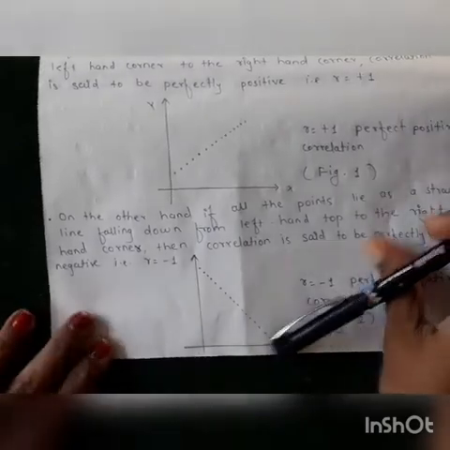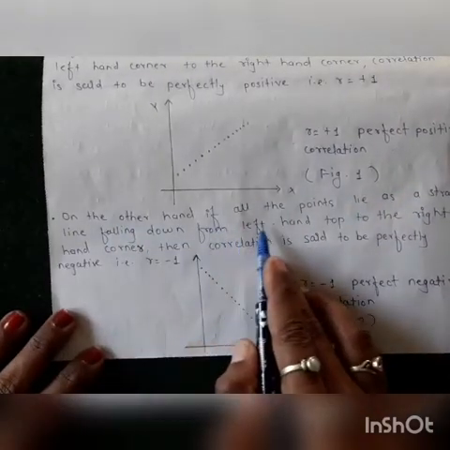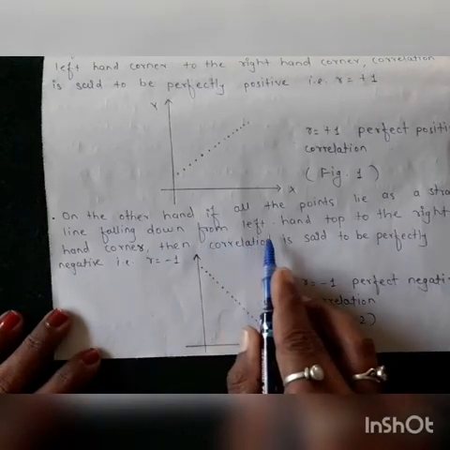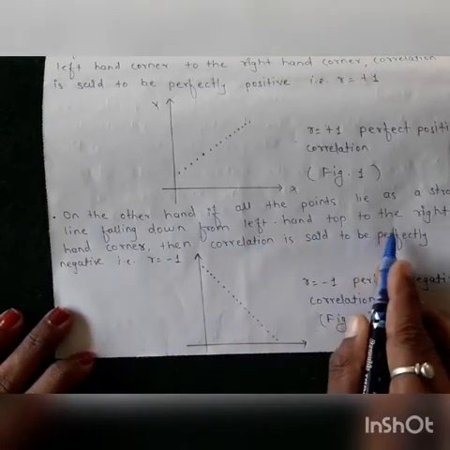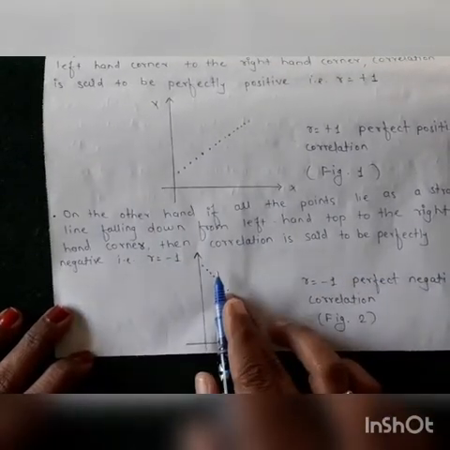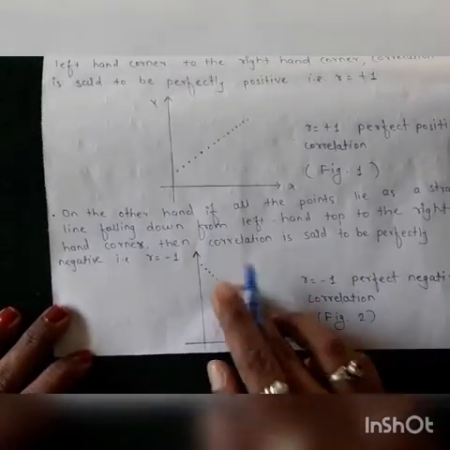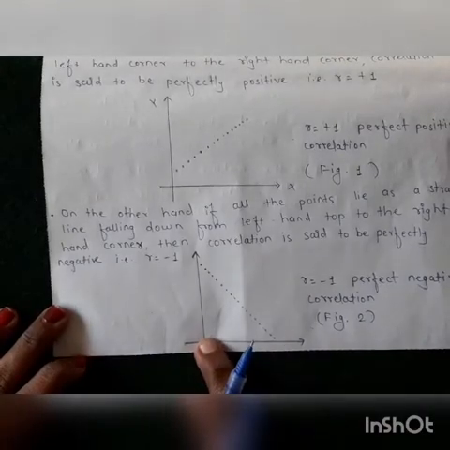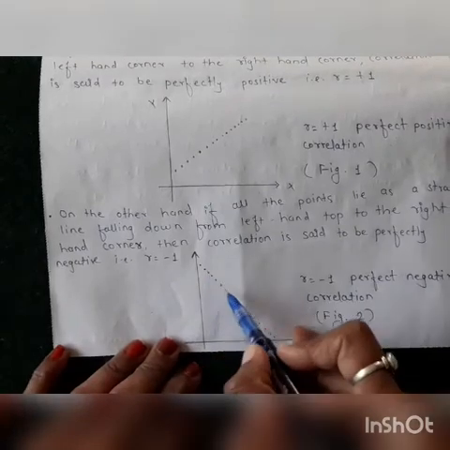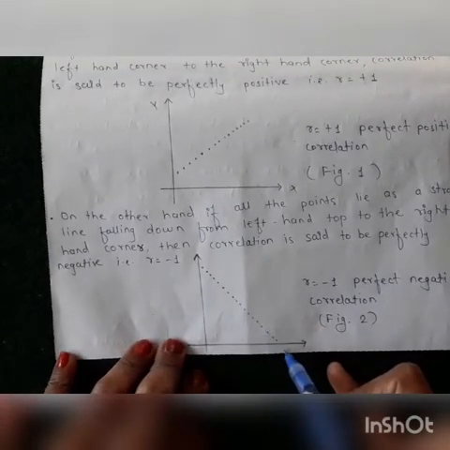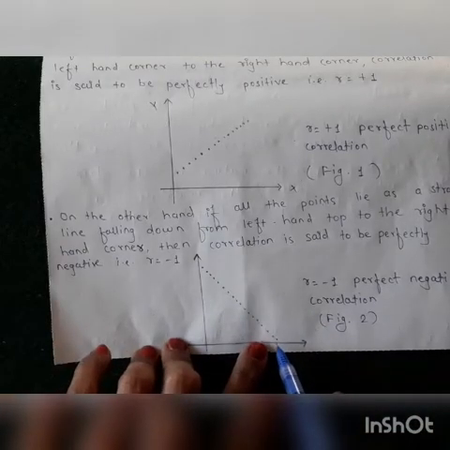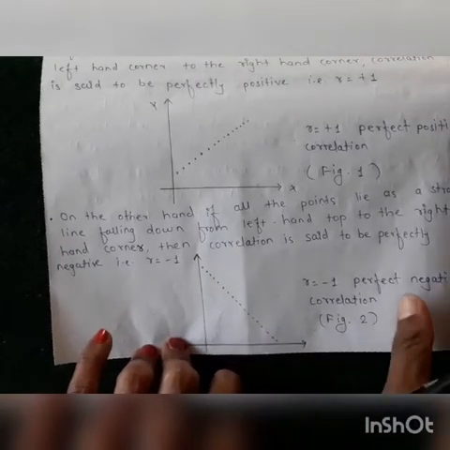On the other hand, if all the points lie on a straight line falling from the left hand top to the right hand corner, then correlation is said to be perfectly negative, that is r is equal to -1. This figure indicates perfect negative correlation, that is, all points lie on a straight line falling from the left hand top to the right hand corner. This is called perfect negative correlation.